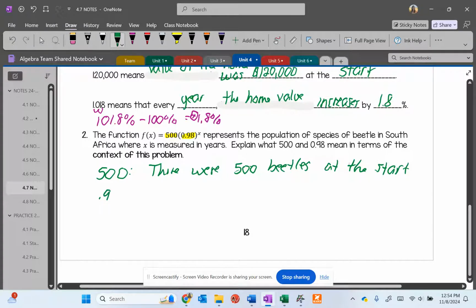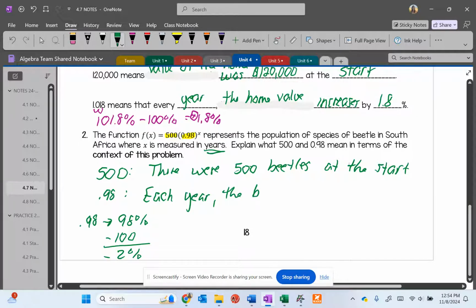So the 0.98, let's give this a little math love first. 0.98 as a percent is 98%. And if we subtract 100 from this, we're left with a negative 2%. So what does this mean? Well, what is the time frame? Each year, the beetle population decreases by 2%.